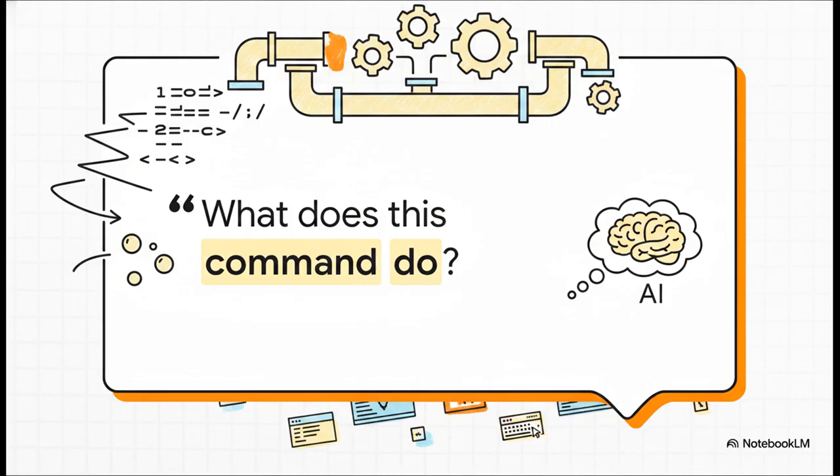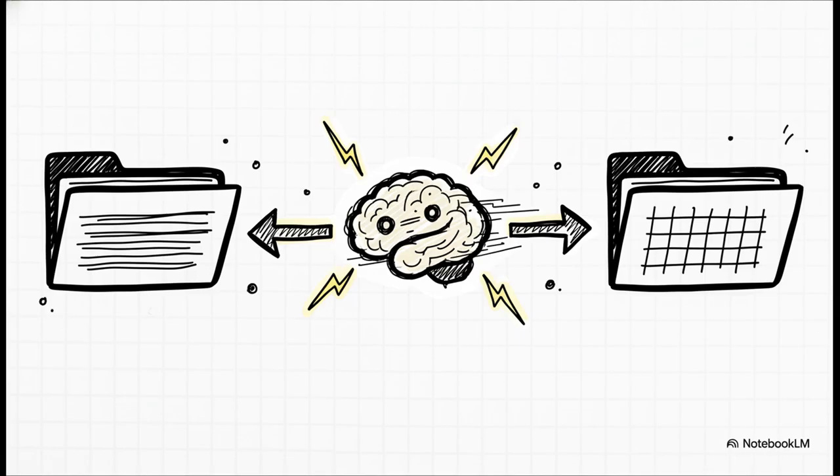The AI will instantly break down that massive one-liner, explaining every single pipe and flag so you can actually understand it, and more importantly, modify it safely. Moving right along to step 4, we've got data transformations.